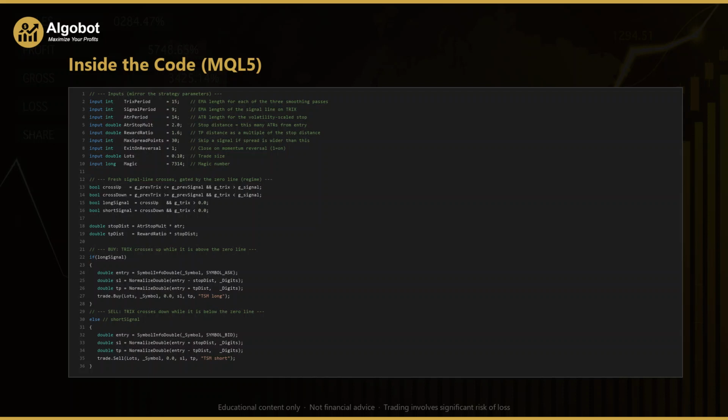At the top are the inputs, and these mirror the strategy's parameters. TrixPeriod, defaulting to 15, is the length used for each of the 3 smoothing passes. SignalPeriod, defaulting to 9, is the length of the signal line drawn on TRIX. Then we have AtrStopMult, the stop multiple, the reward ratio, the maximum spread, the reversal exit switch, the lot size, and the magic number. Below the inputs, the strategy builds its decision. The variable cross-up is true when TRIX moves from at or below its signal to above it, and cross-down is the opposite.